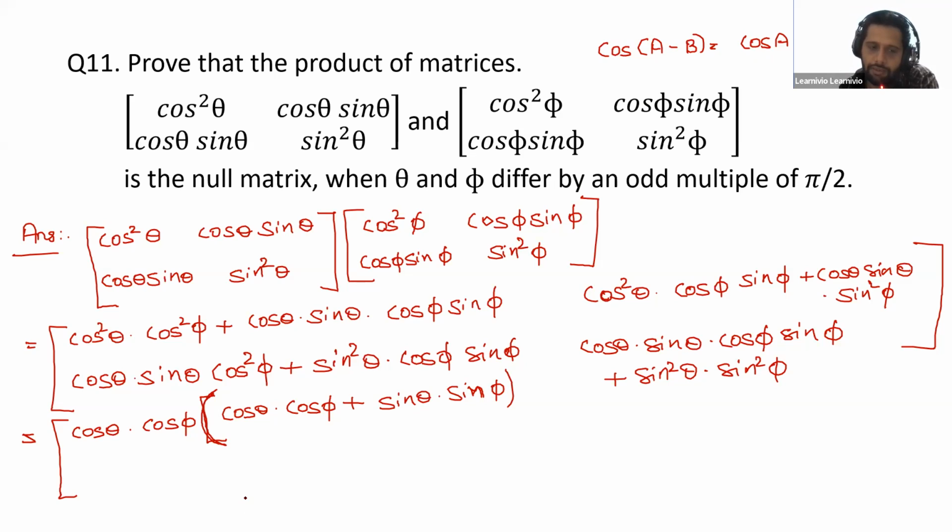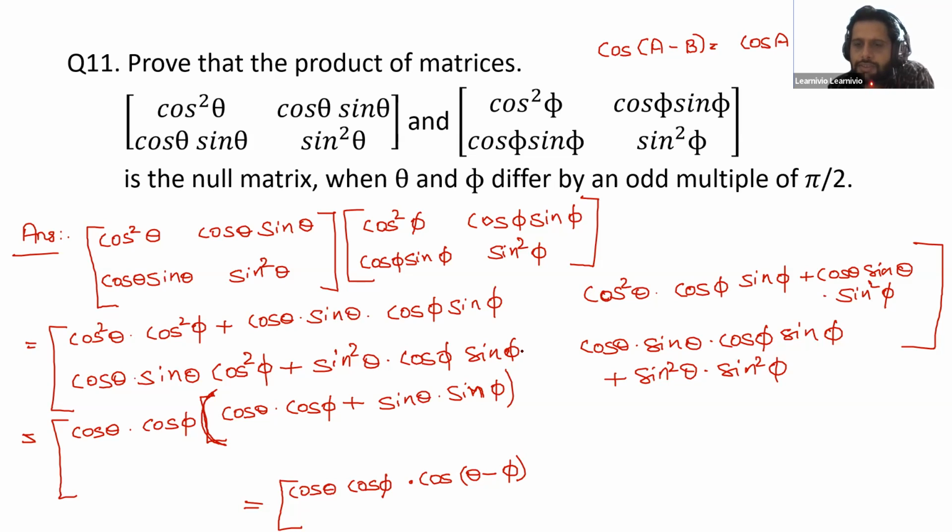So I will write here that the first element will become cos theta cos phi plus sin theta sin phi, which is cos(theta minus phi). Now, please do the same thing in all the elements, and in all the elements, you will definitely get cos(theta minus phi). Please continue this one.